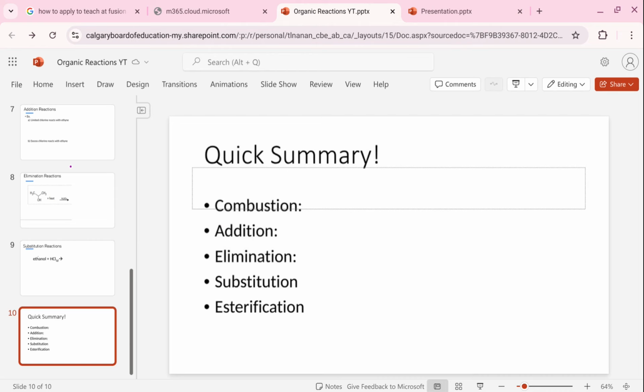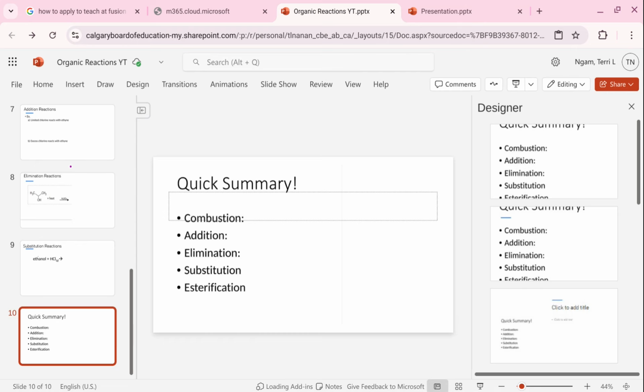So combustion, do what you were used to. Addition means you're forming that double bond. Addition means you're breaking. Elimination, you're forming. Substitution, you're swapping. And esterification, you are a carboxylic acid coming close to an alcohol and you are forming that ester and water.